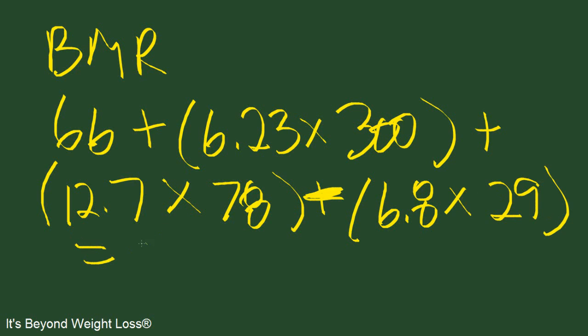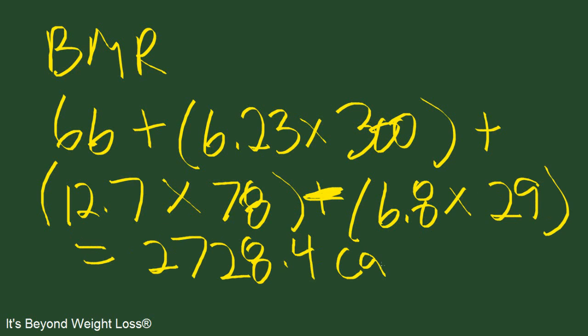After plugging that all into my calculator, the value is 2,728.4 calories. This means on a daily basis, without exercise, I burn right around 2,700 calories. So I am going to round this to 2,700 calories.